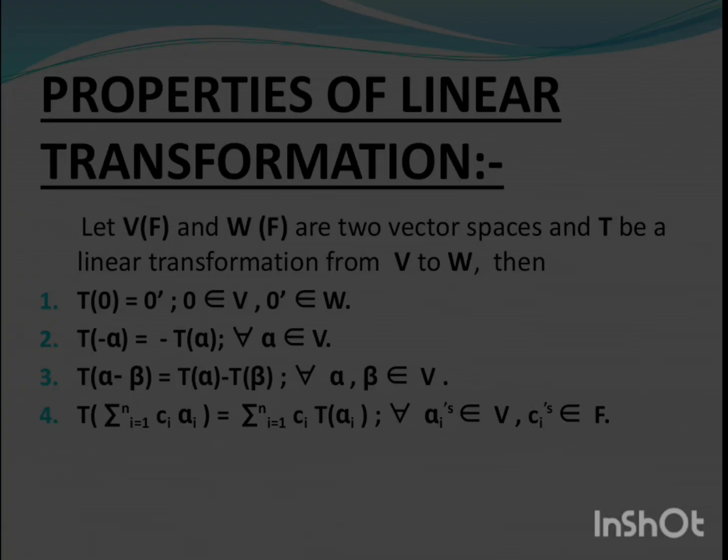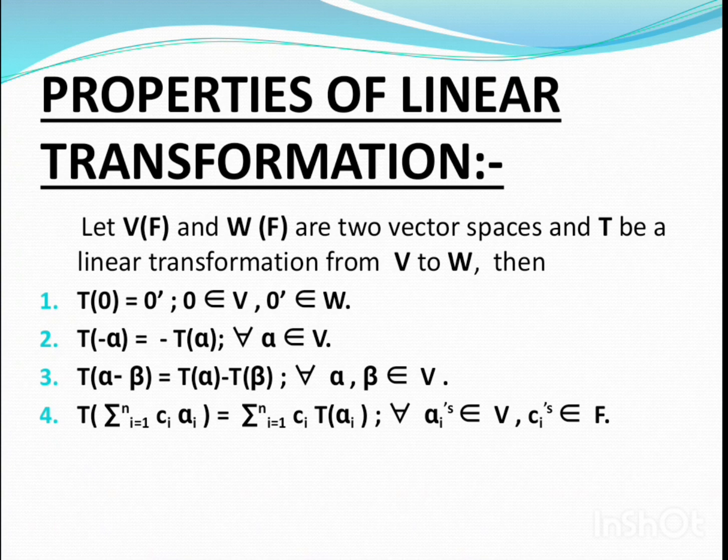Properties of linear transformation. Let V(F) and W(F) be two vector spaces and T be a linear transformation from V to W. Then it possesses four properties. The first one is T(0) equals 0', where 0 belongs to V and 0' belongs to W. Next, T(−α) equals −T(α) for every α belongs to V. Then T(α − β) equals T(α) − T(β) for every α, β belongs to V.